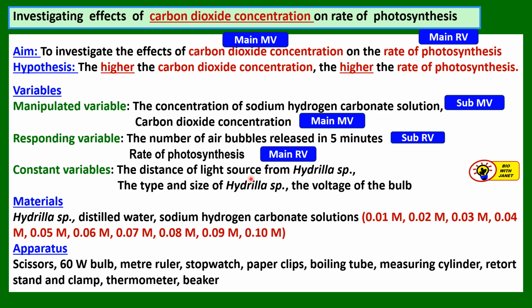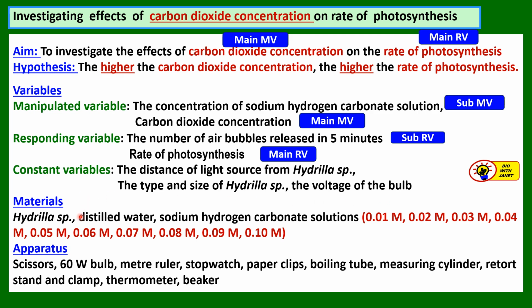All right. Now, constant variables. The distance of light source from Hydrilla species. This is a good constant variable because there is a value to it, and we can write this constant variable and then mention how to handle it, if we are asked. The type and size of Hydrilla species. Size means how many cm of Hydrilla species stem did you cut? And also type, because Hydrilla species has many types of species. Must choose the same species. The voltage of the bulb.